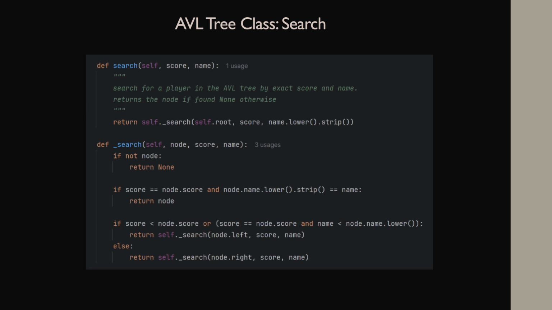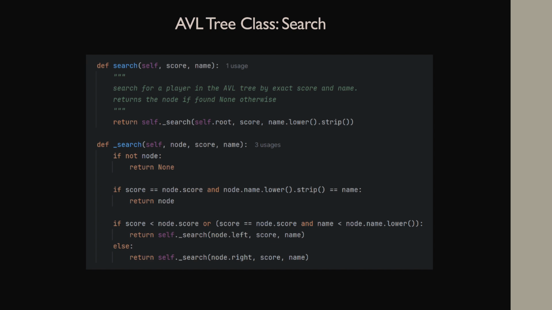And then the second conditional is just checking for ordering. So if the score is lower, then we go left. And then if the score is equal, but the name is alphabetically less, then we go left. And then if none of the conditions above apply, we would just search right.